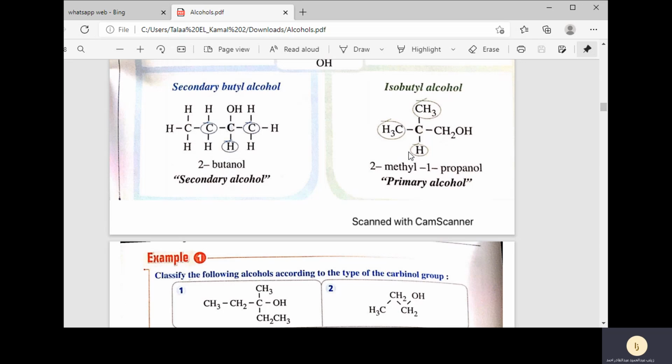طيب لو هسميه IUPAC هاخد ال longest chain يبقى C C C 3 يبقى عندي propanol. طيب propanol مع ال OH attached to carbon number 1 يبقى 1-propanol. طب عندي فيه CH3 في number 2 يبقى هكتب 2-methyl-1-propanol. طب ده نوع ايه؟ primary ولا secondary؟ ابص على السي بتاعت الكربينول attached to two hydrogen atoms and one carbon atom so it is primary alcohol.